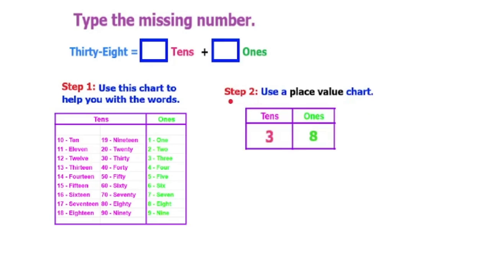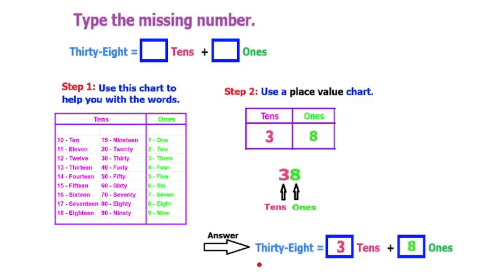So now we could also use a place value chart. So 38, we put the 3 in the tens and the 8 in the ones. This is how 38 looks. And here's the number. And again, the number on its own without the chart. This is the tens and this is the ones.